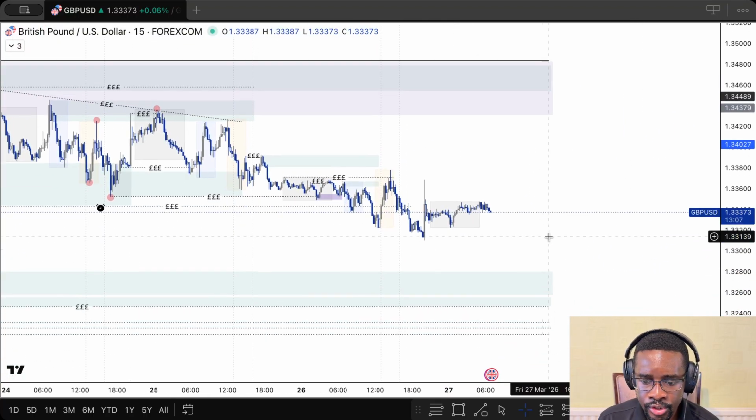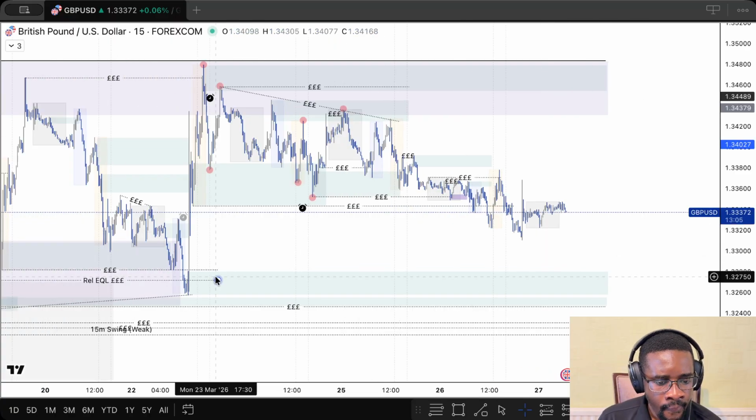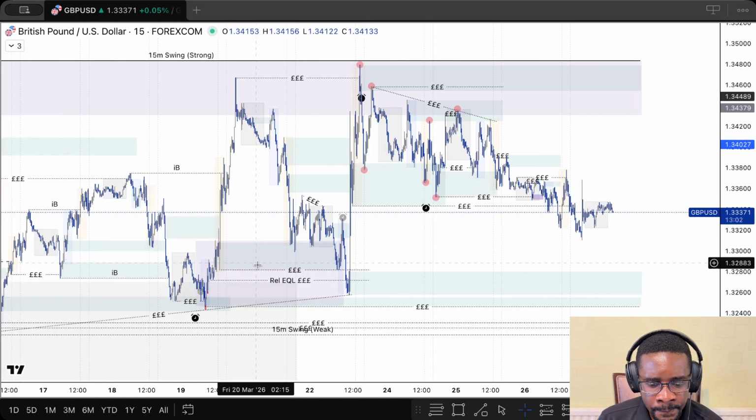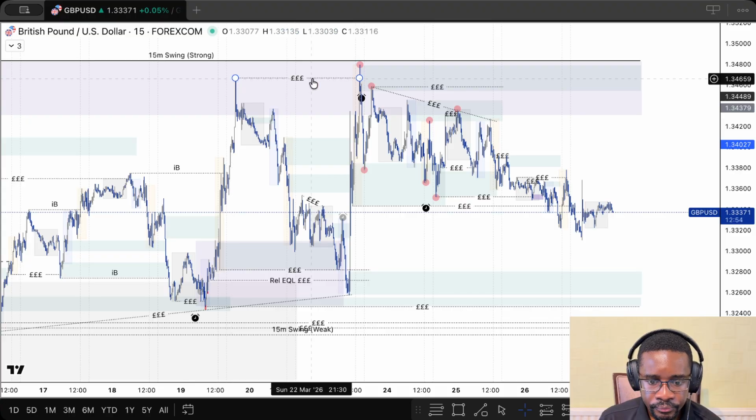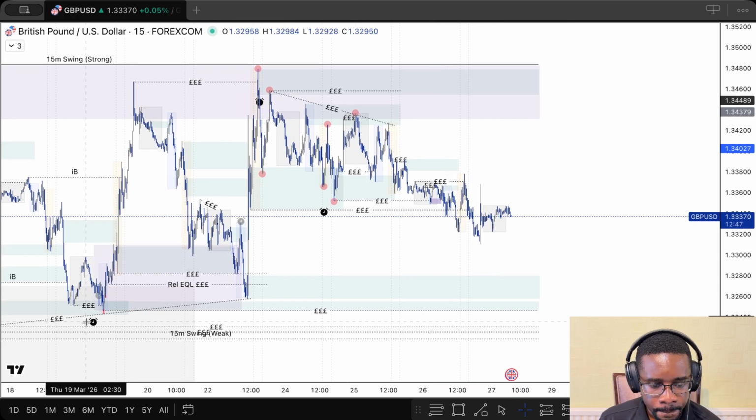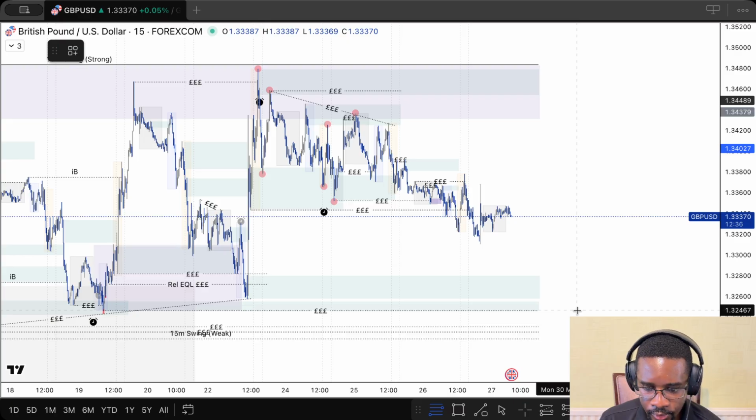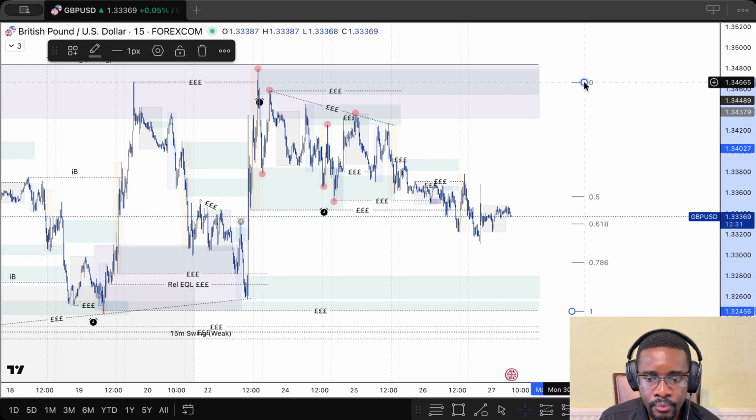In terms of the range, where are we? So this was the last structure break. So this is our internal, which is bullish. Still waiting for a break of structure. And this is our internal low. Okay. So I'm going to mark this out. Let's see from right there. Boom. Boom.